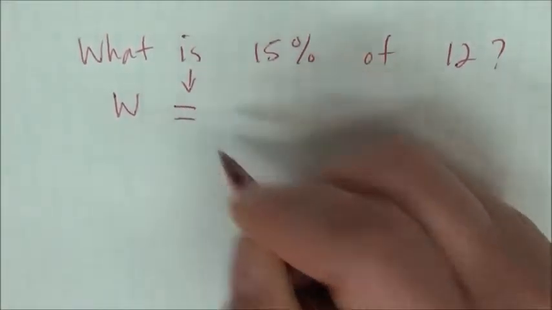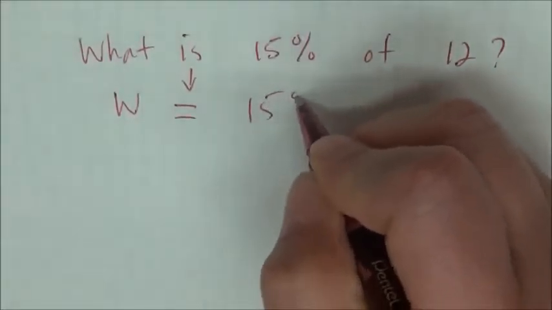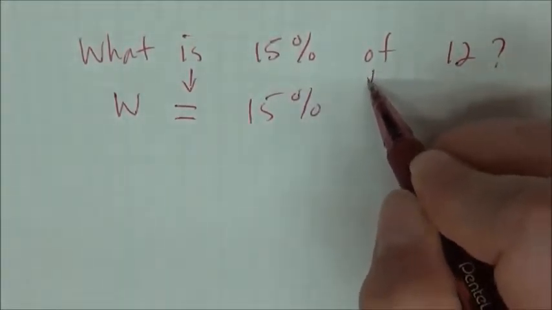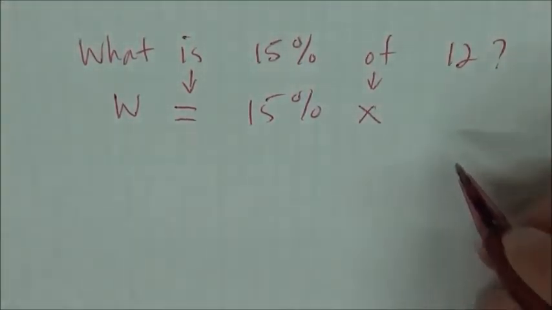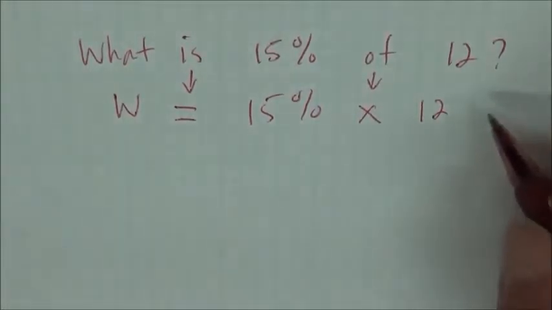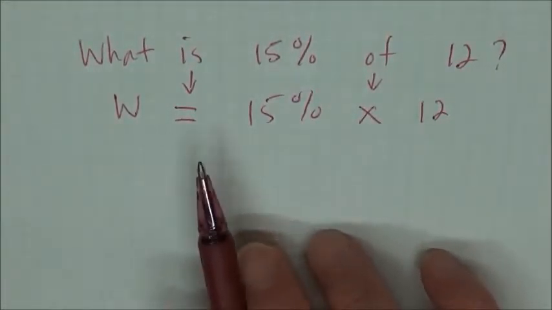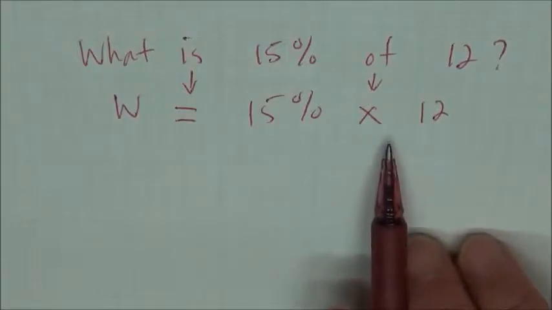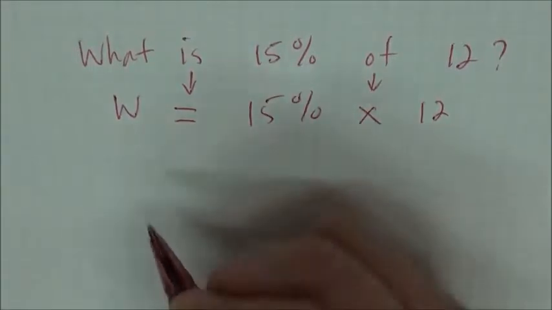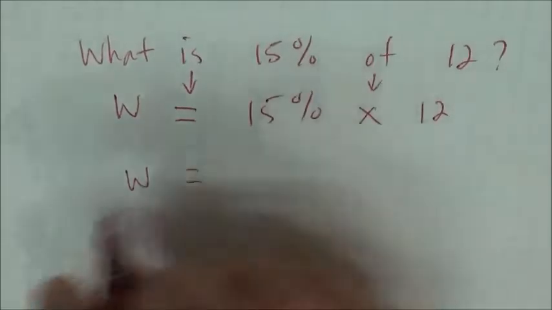Is becomes equal, 15%. And then of becomes multiplication and 12. So this is our question now. W is equal to 15% times 12. So W is equal to.